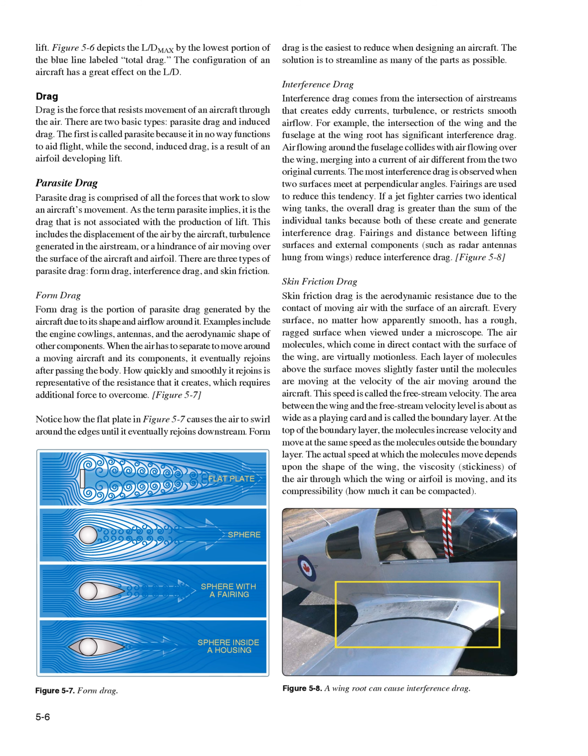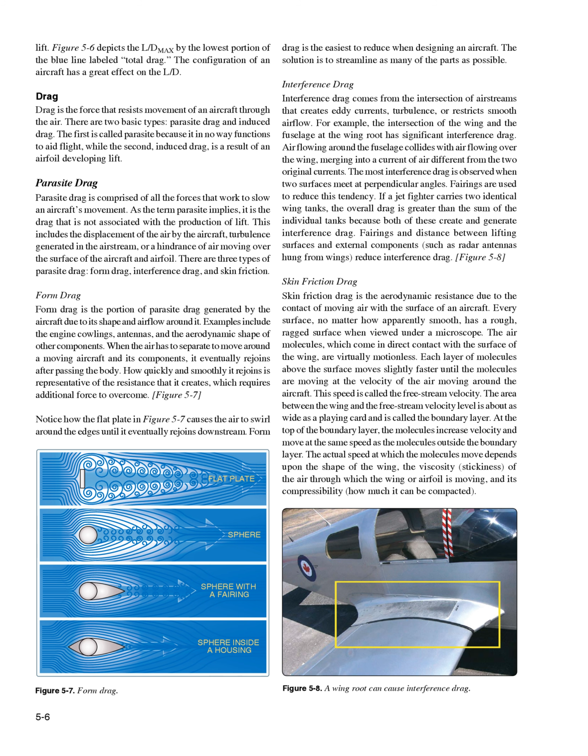Form drag is the portion of parasite drag generated by the aircraft due to its shape and airflow around it. Examples include the engine cowlings, antennas, and the aerodynamic shape of other components. When the air has to separate to move around a moving aircraft and its components, it eventually rejoins after passing the body. How quickly and smoothly it rejoins is representative of the resistance that it creates, which requires additional force to overcome. Notice how the flat plate in Figure 5.7 causes the air to swirl around the edges until it eventually rejoins downstream. Form drag is the easiest to reduce when designing an aircraft.